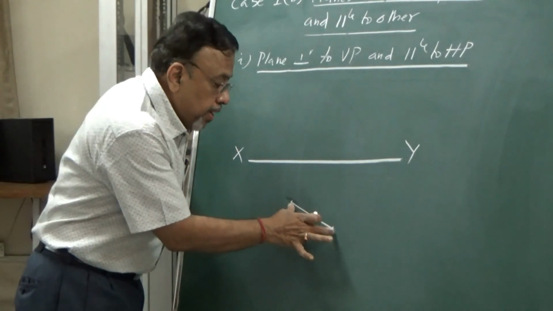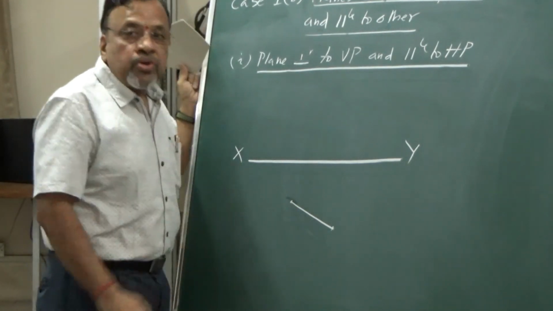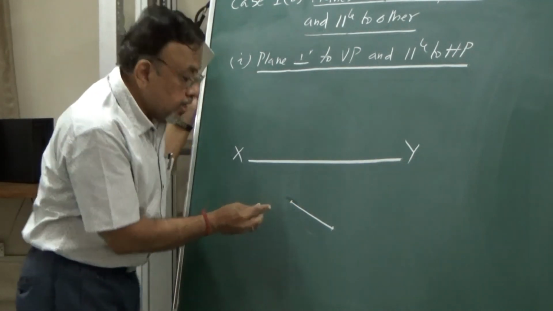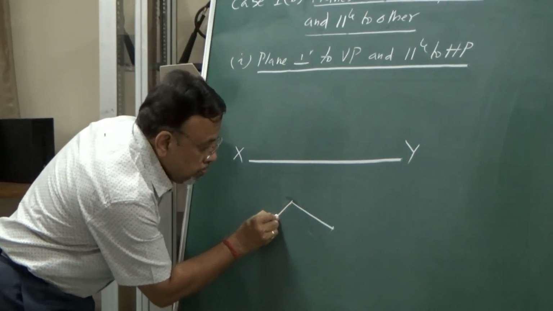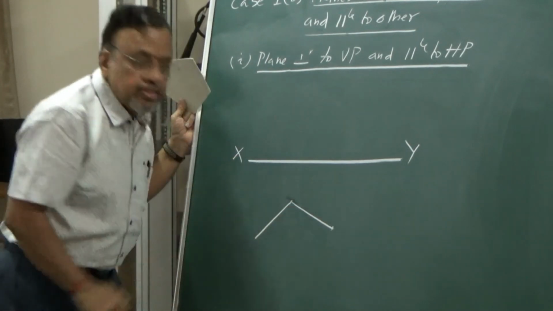If I want to complete this pentagon, the simple way is, at this point, you take your protractor and measure this angle equal to 108 and then get this side. Of course, this side should be equal to this.